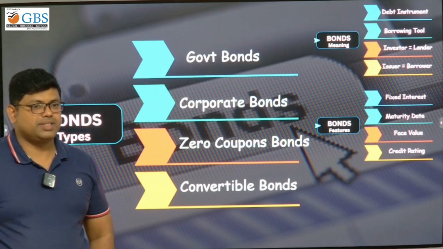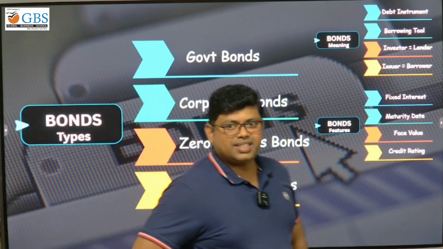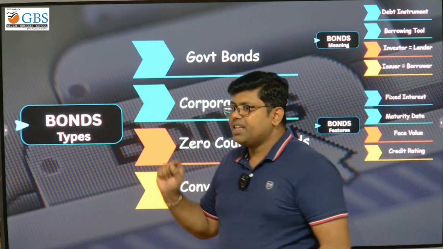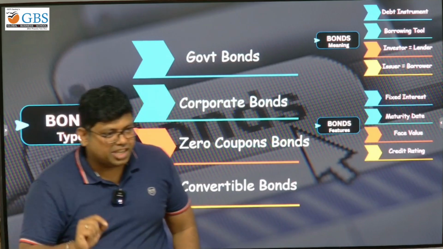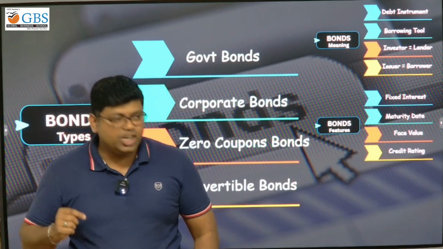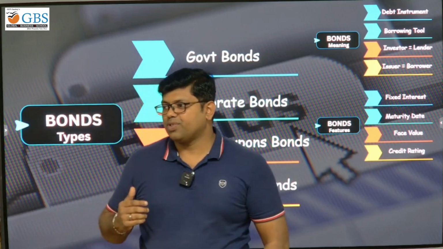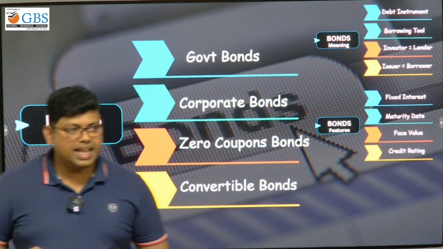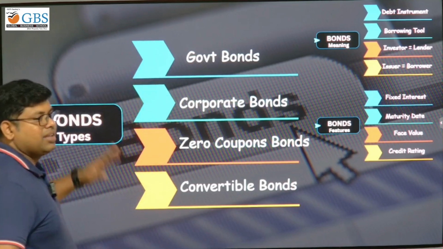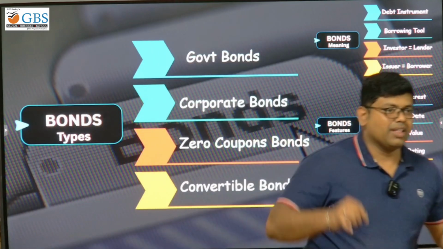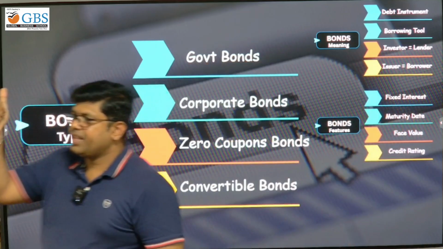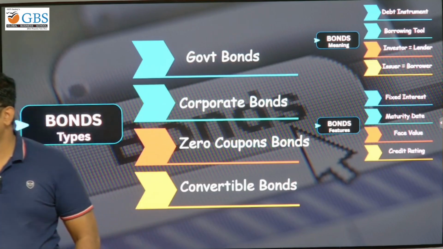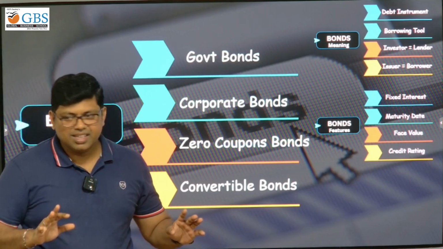What do you mean by convertible bonds? Converted into shares. The bonds which have the feature of converting into shares are called convertible bonds. Clear? So these are the types of bonds. One by one, which are the types? Government bonds, corporate bonds, zero coupon bonds. Everything is okay? Shall we proceed?